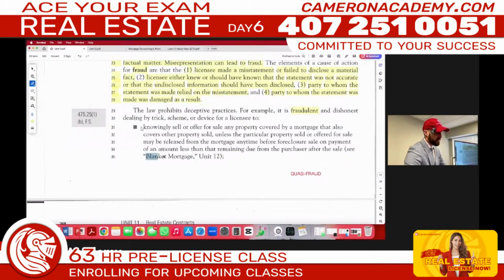We'll actually talk about this in Unit 12. When you're selling a property within a blanket mortgage, you have to disclose this to the prospective buyer. If you don't, it's fraudulent activity. We'll explain why in Unit 12. Just highlight it for now.